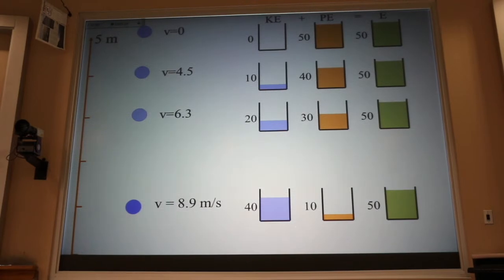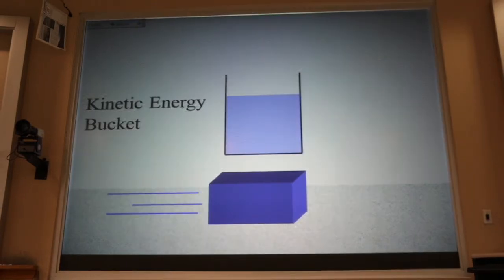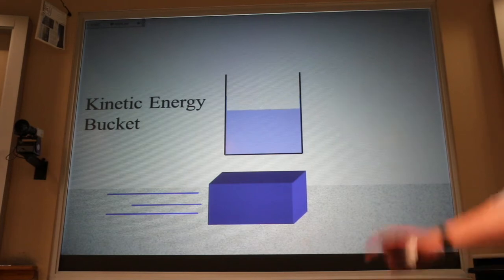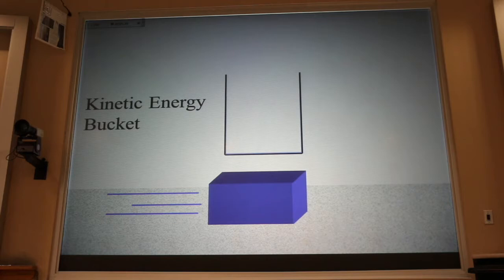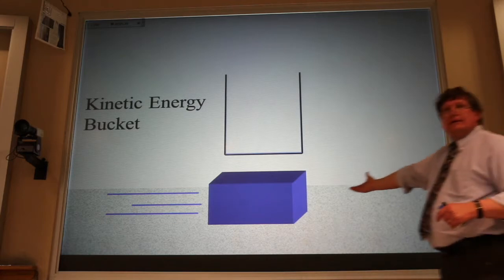Last day we talked about this total mechanical energy bucket, the combination of the kinetic energy and the gravitational potential energy buckets. And we said that it always stayed the same. That's what we meant by conservation. And yet there are lots of examples. I'll show you one right now where that kinetic energy bucket just drained right away.